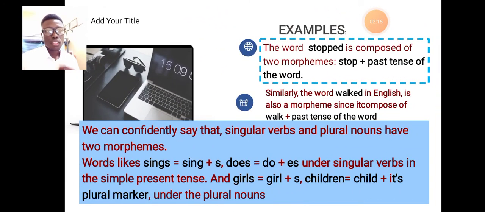Example like the word stopped. It's composed of two morphemes, that is stop plus the past tense of the word. Now, what does it mean? We are saying that when we take stop, it's a verb, and then stopped here has two morphemes. We can see that we can't break it down if we divide this string into two, that is the stop itself and the ed attached to it.